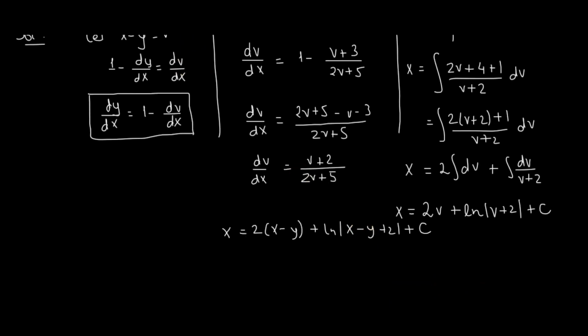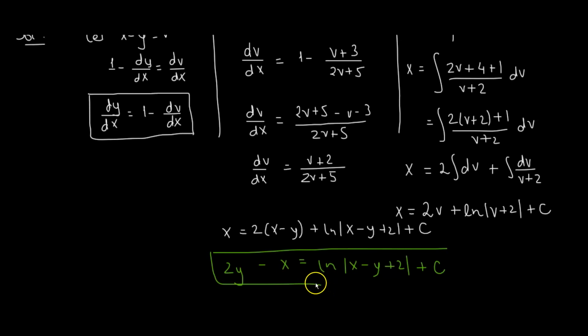And when you simplify this particular expression, our final result will be of the form 2y minus x equals log of (x minus y plus 2) plus the constant of integration c. So this is the required solution to the given differential equation.